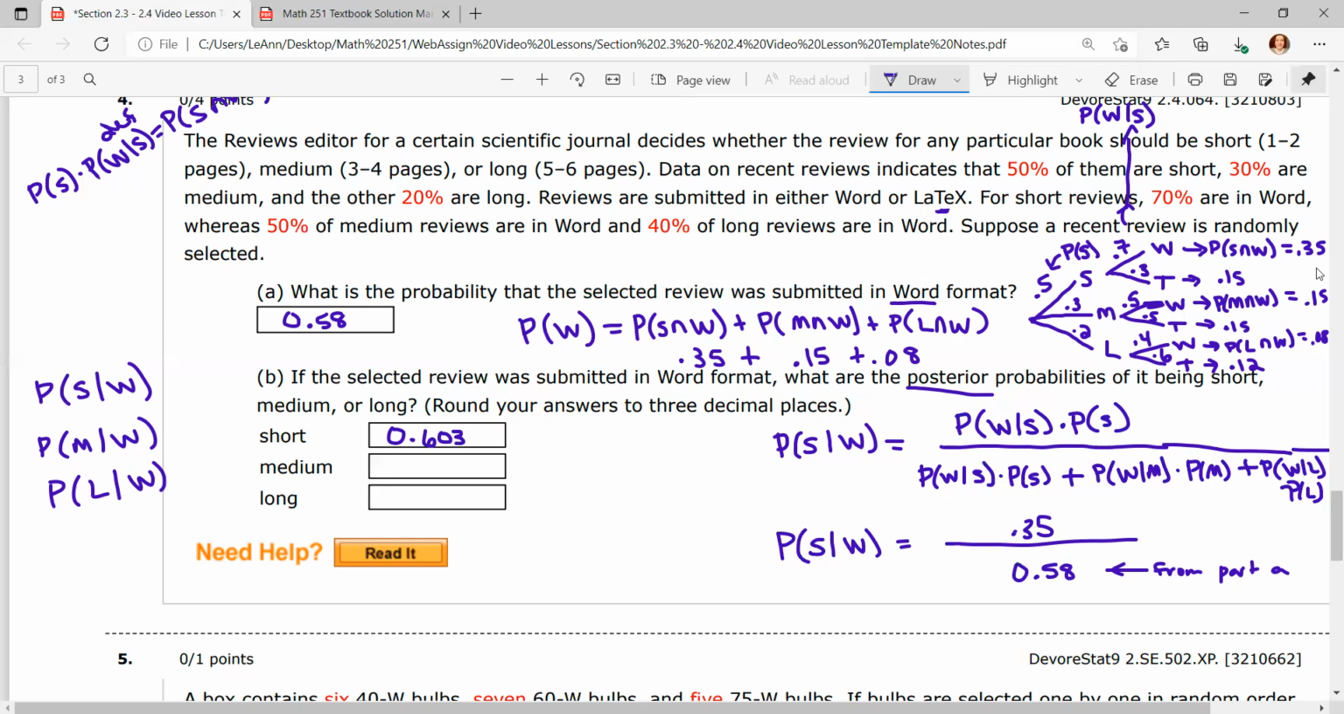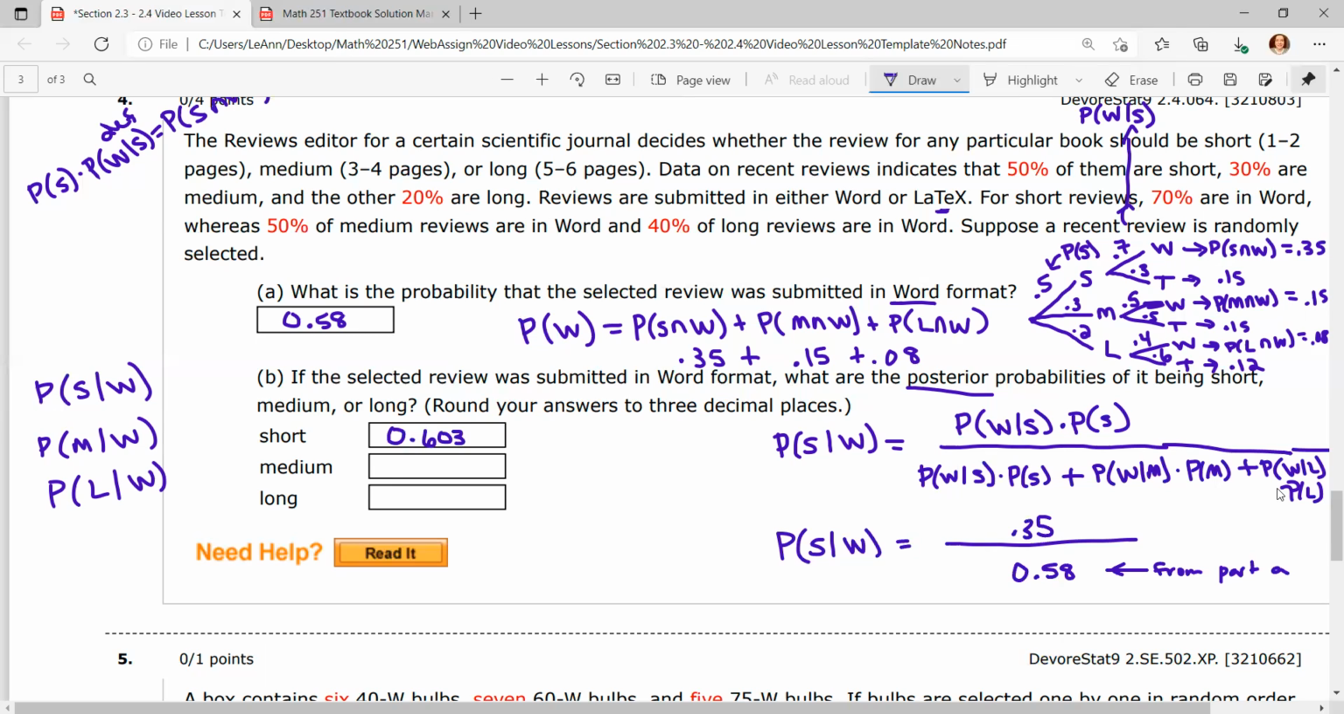So we don't need to write this long formula out for all of the remaining ones because essentially the bottom is going to stay consistent. It's all possible branches that end in word, which we find by multiplying the singular short, long, or medium ones times their conditionals that it was word given the original. And then we put the desired branching on the top.